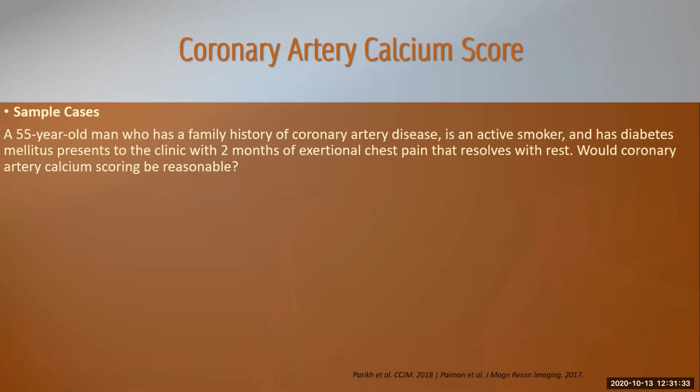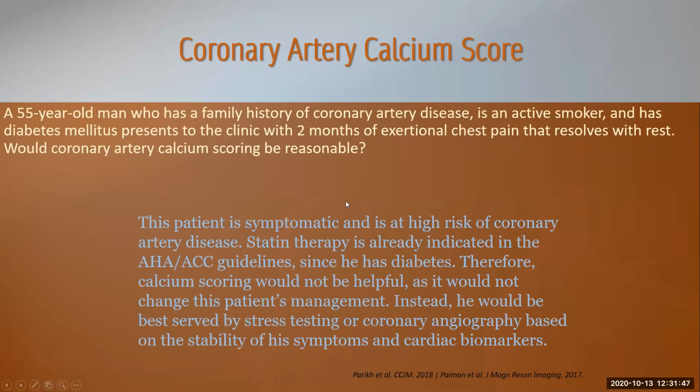What about a 50-year-old male who has a family history of CAD, is an active smoker, has diabetes, presents to the clinic with 2 months of exertional chest pain that resolves with rest? Would you want to do coronary calcium scoring in this patient? Yeah, I wouldn't do it. So this patient's symptomatic, so you would not do that. You should go off cardiac biomarkers, probably admit this patient and do either a stress test or go straight to a cath.